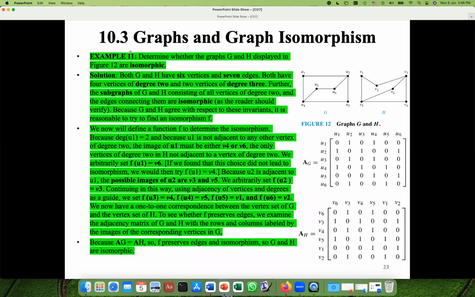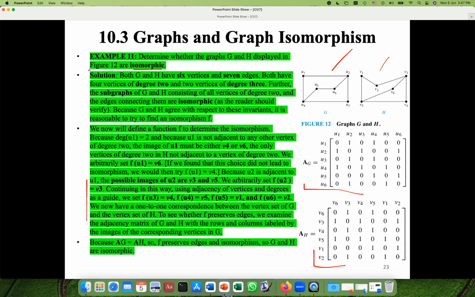And next, again, G and H are given, and you have to identify whether they are isomorphic. Do it by yourself. And at the end, the adjacency matrix is given to you to find the adjacency. You know that we can find the adjacency. So this is also discussed here in the solution.